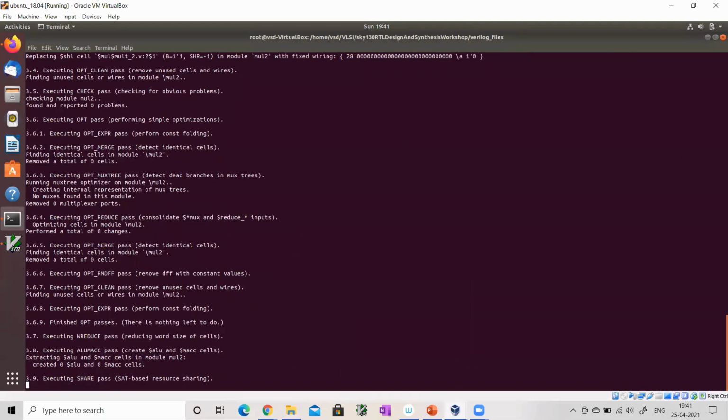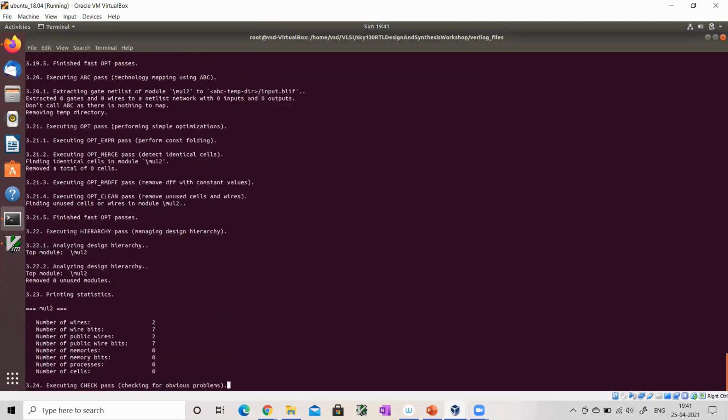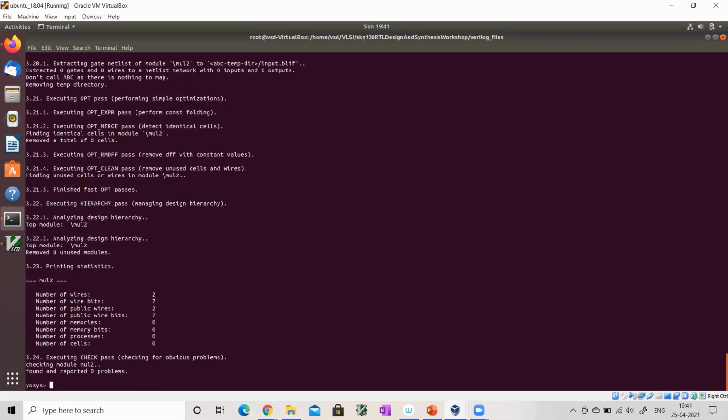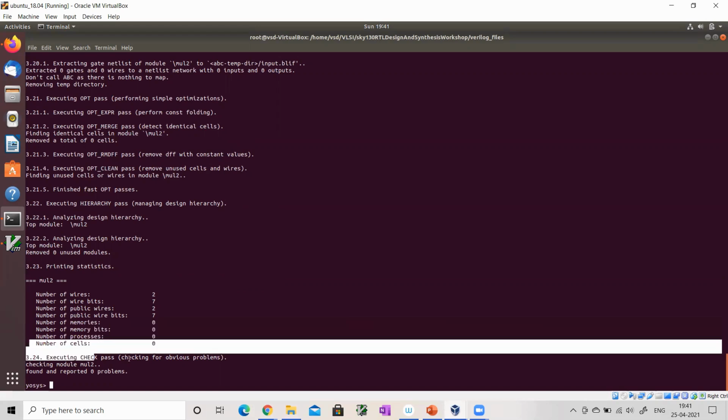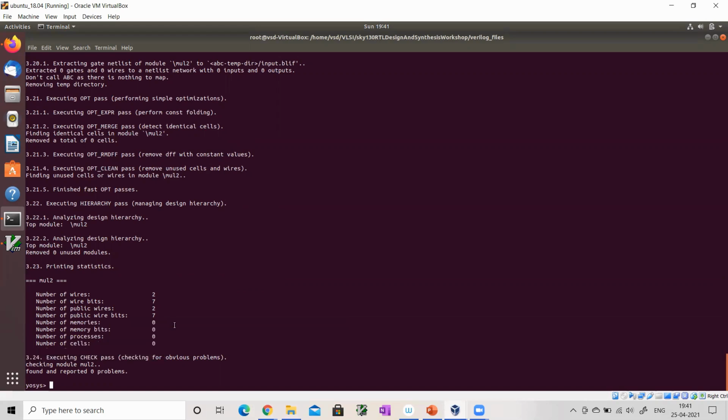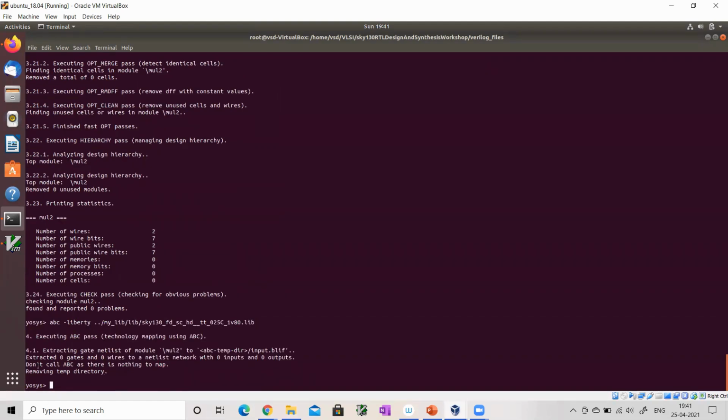I don't expect any hardware for this, correct? Whenever we execute synth -top, we need to be very careful in observing the cell profile. Please note, there have been no memories, no processors, no cells inferred. The number of cells inferred is 0. Now I'm going to do abc -liberty /mylib lib. It says there is nothing to map, because there is no standard cell at all.